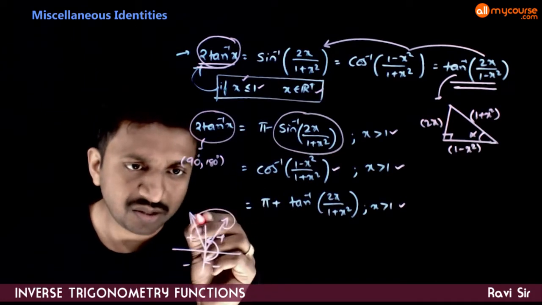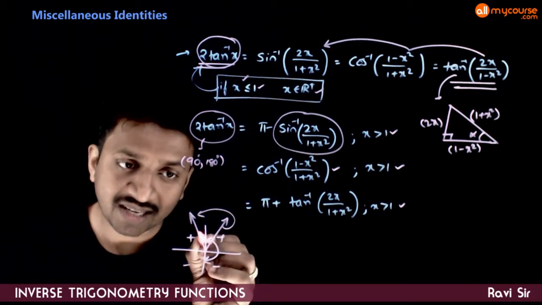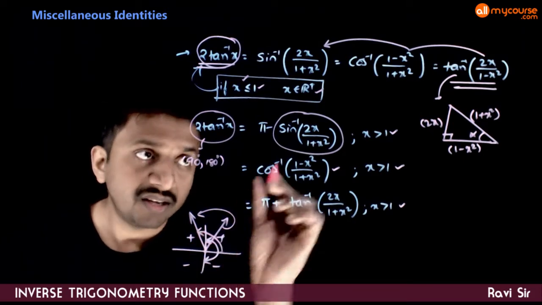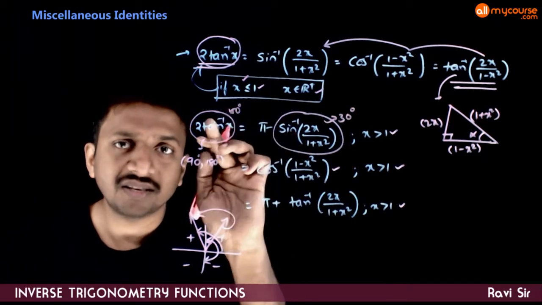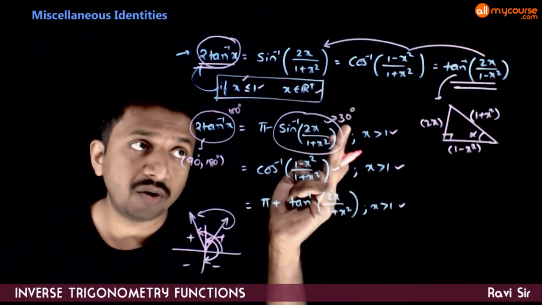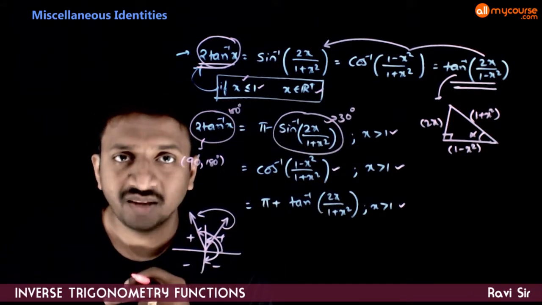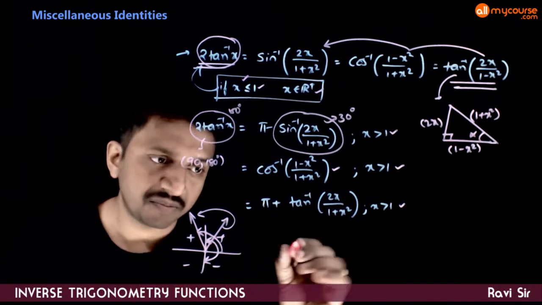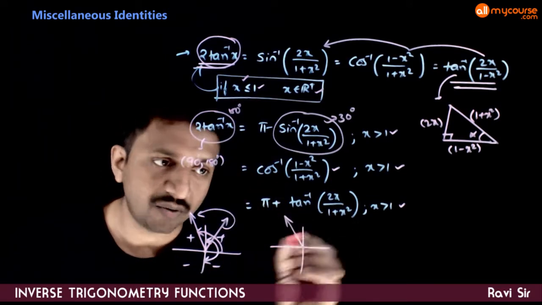So to bring this to this, you have to do pi minus this angle. If this angle is 150 degrees, this will give you 30 degrees. So how do you make 30 into 150? Pi minus 30.